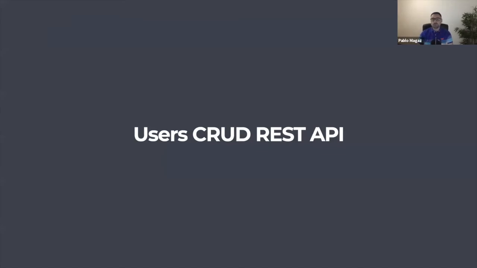Since we are going to implement the users CRUD REST API, we are going to have a get endpoint to get the user data, a post endpoint for user creation, a patch endpoint to update the user, and a delete endpoint for user removal. In a real application, we will need a real database connection for sure, but for a matter of time, we're going to mock the database connection.